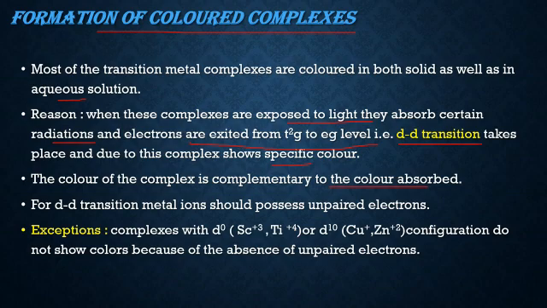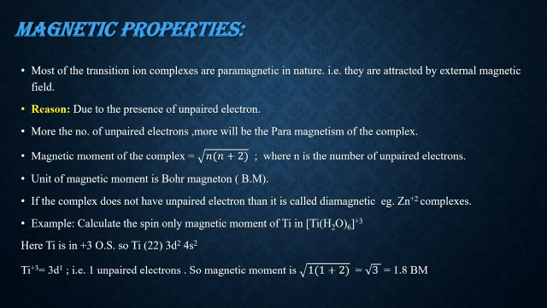For d-d transition, metal ions should possess unpaired electrons. So, the metal ions in which no unpaired electrons are present, like configuration d0, scandium, titanium 4+, scandium 3+, or configuration d10 like copper plus and Zn 2+, do not show colors because of the absence of unpaired electrons. Now the next is magnetic properties.